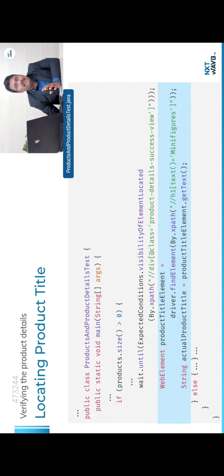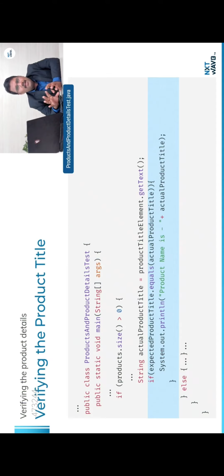And this driver.findElement by XPath basically uses Selenium's findElement method to locate the element using an XPath expression. Here we are looking for a heading one which has a content called minifigures. And this entire information gets stored in the actual product title. So in short, the purpose of this code is to find the heading element which has the text minifigures on the web page and retrieve whatever text is visible there. That retrieved text is stored in the actual product title variable for further use or verification, right? And then once it is done, we'll compare the product title with the actual product title and check if it's matching or not, right?